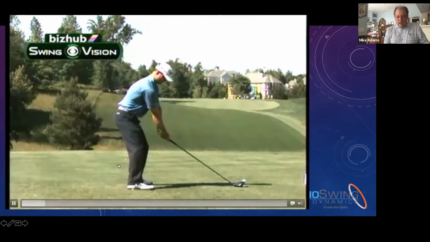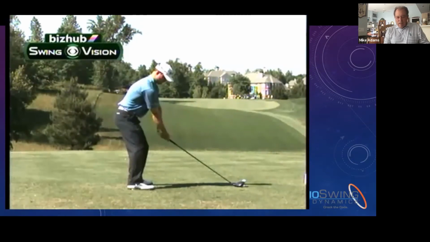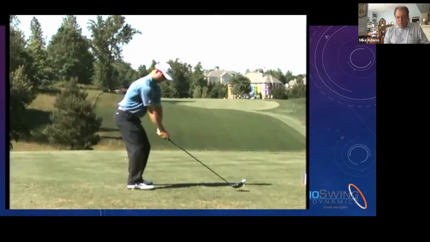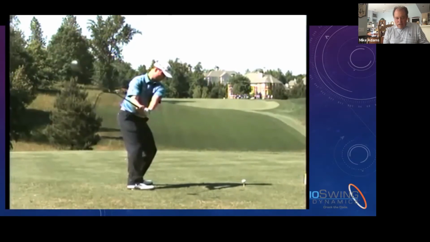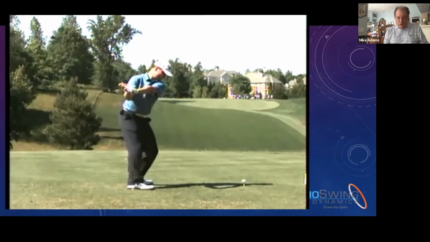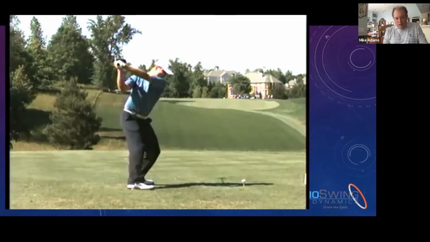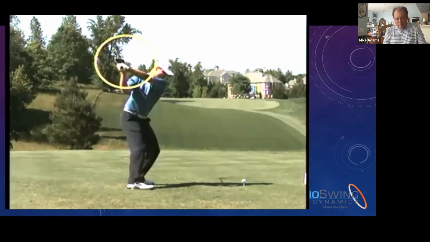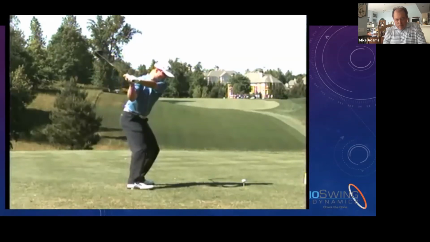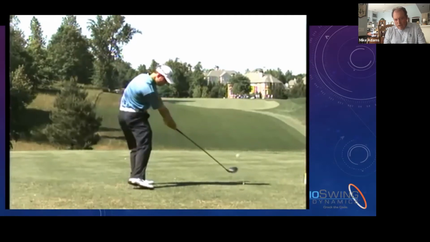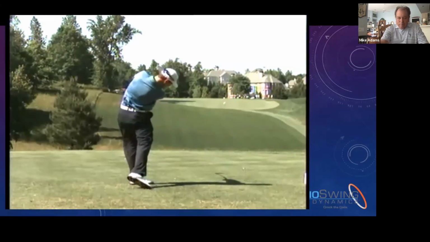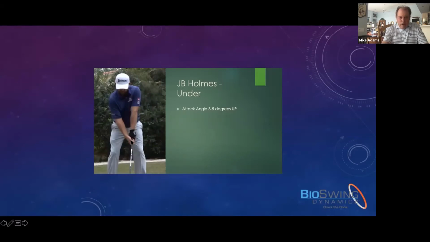Zach. This guy's won 15 times, 2 major championships. See how much the right elbow tucks and how much the club goes around him? Perfect match for his golf swing. Watch the elbow tuck in on the downswing. Gets past the belt and watch him extend out and through. JB Holmes, check out the right hand grip.